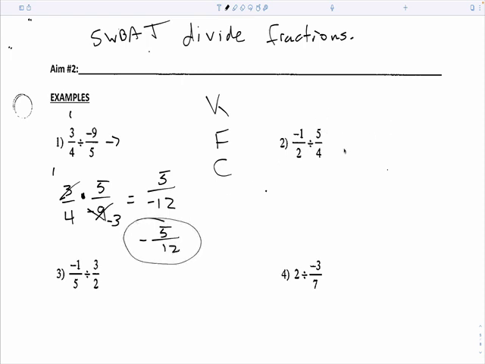Jump over to number 2. -1/2 divided by 5/4. First step, keep the first fraction the same. Second step, flip the second fraction. How do I do that, TJ? Okay, and change the sign to what, Milo? Division to multiply. Keep, flip, change. Cross-cancel this for me, Frankie.